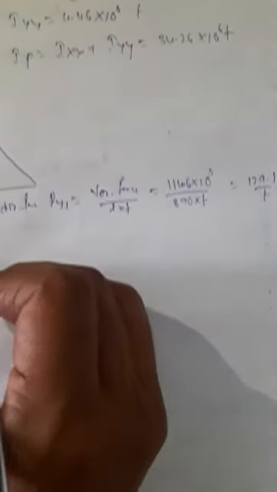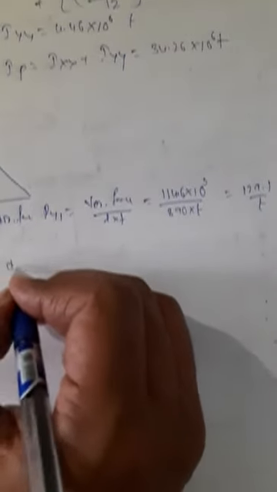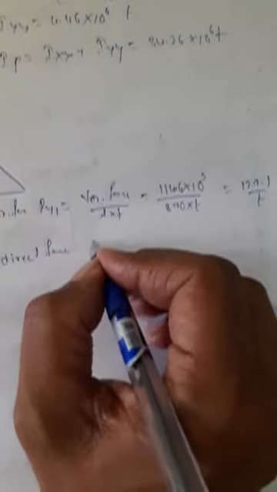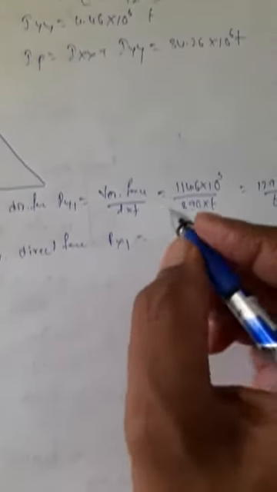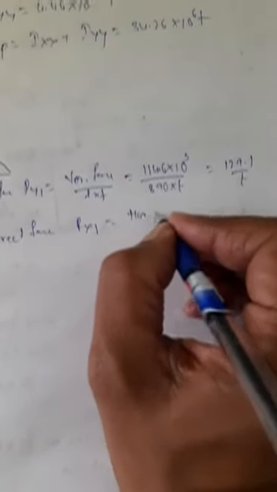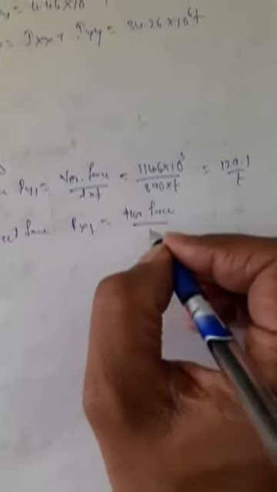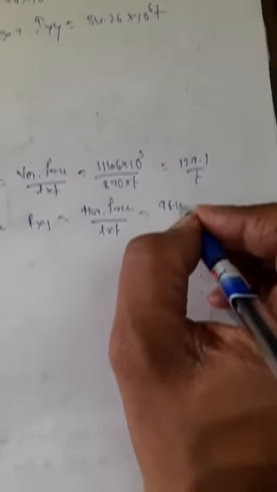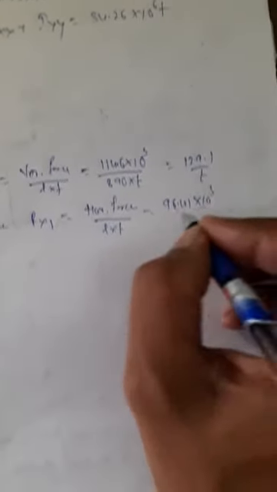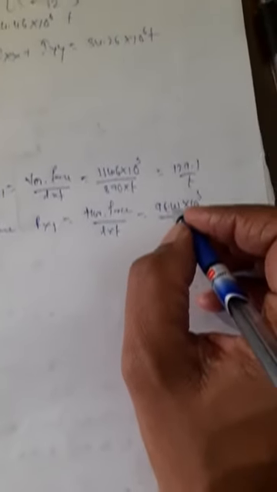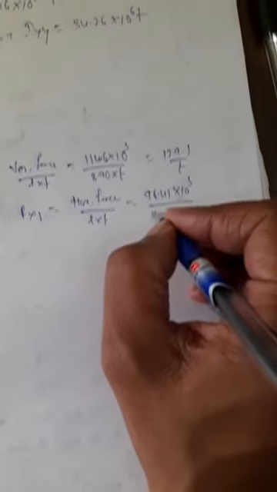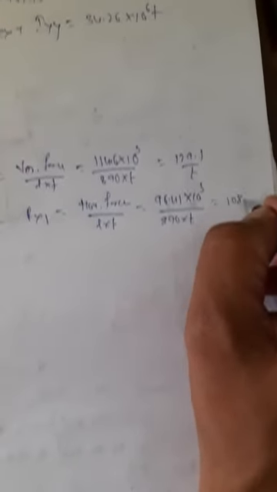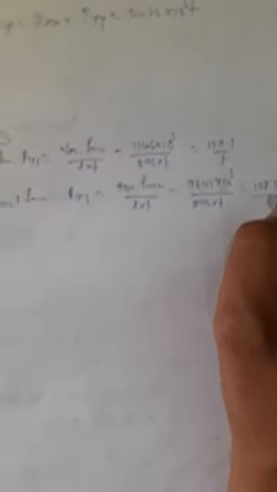So similarly, horizontal direct force Rx1 is equal to horizontal force divided by L into T. So horizontal force is 96.41 into 10 raised to 3 divided by L into T, 890 into T. So I get the value 108.3 divided by T.